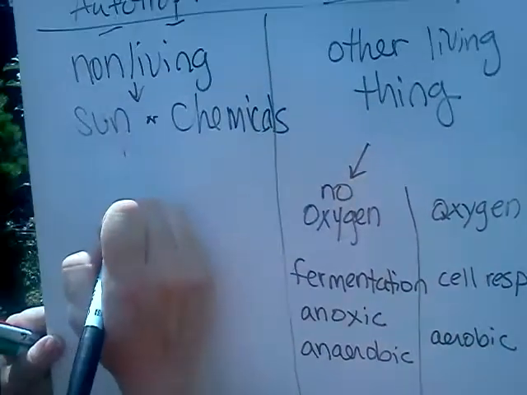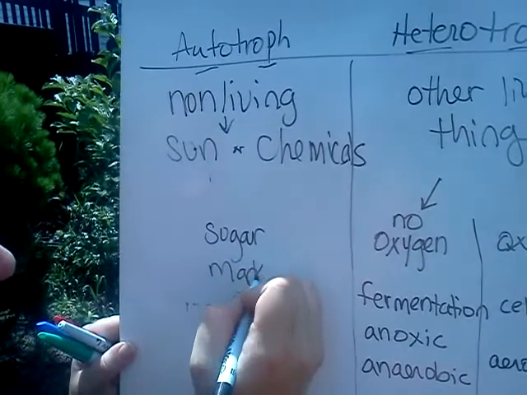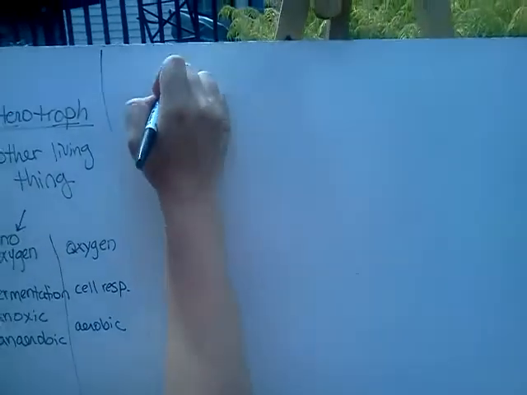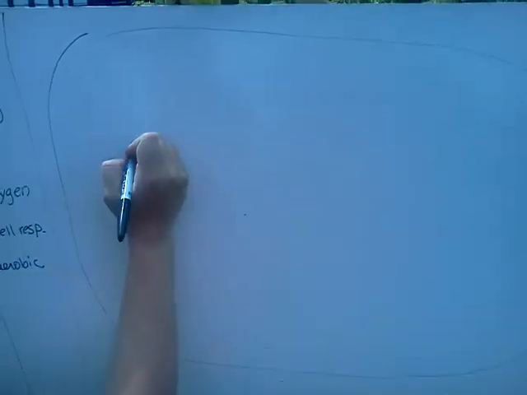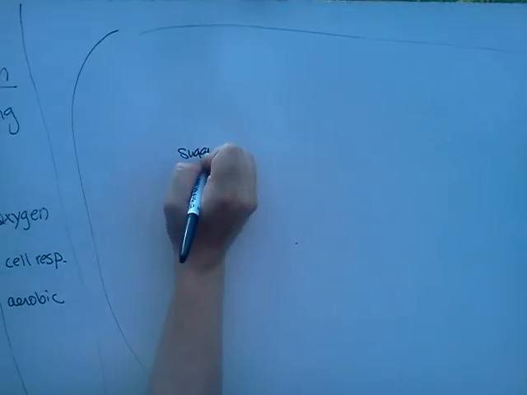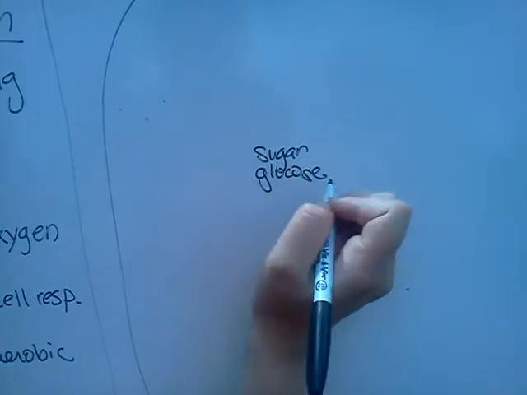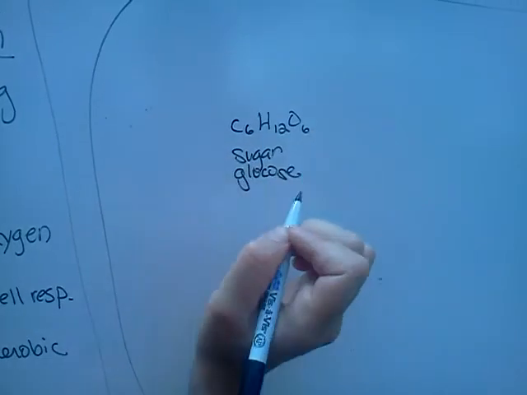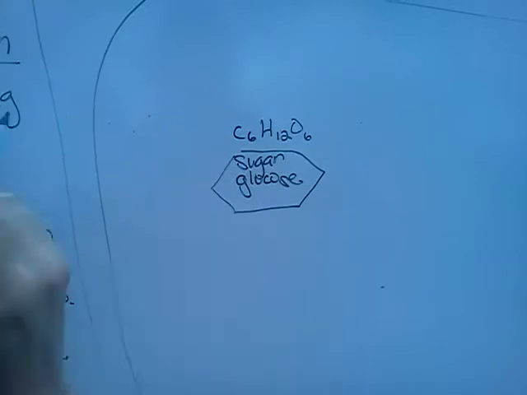So these guys make the sugar, and then we eat it. So we steal it from them. So we're going to start that process inside the cell. So this is your giant animal cell. You're going to start with the sugar. The sugar we use is glucose, or dextrose. And it's C6H12O6. That's a very exciting number, I know. It's a hexagon, six-sided, and it's got some sugar.